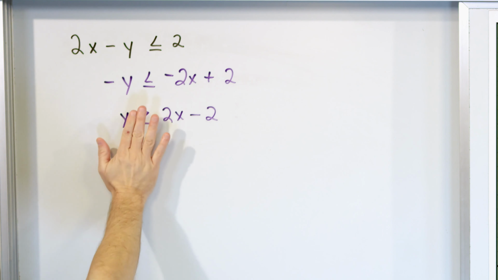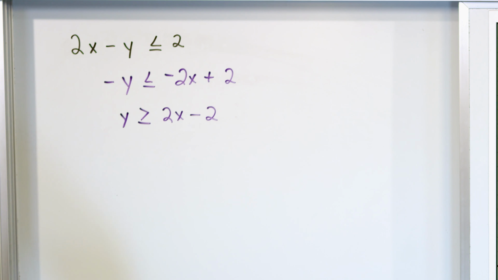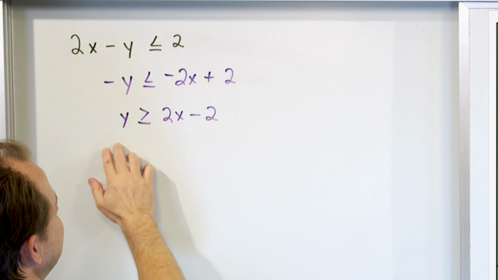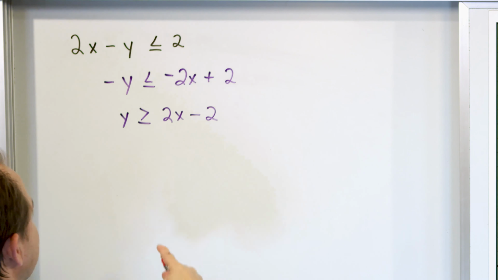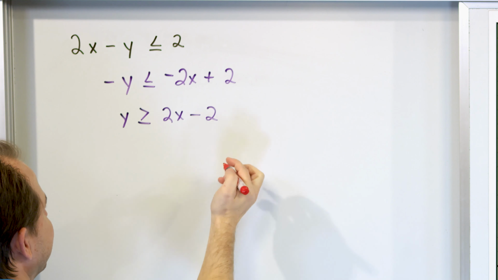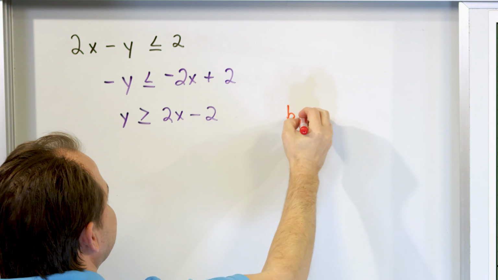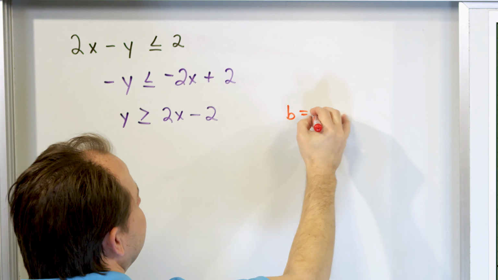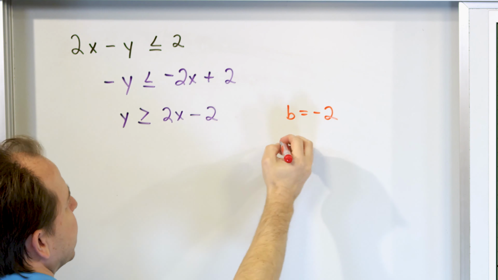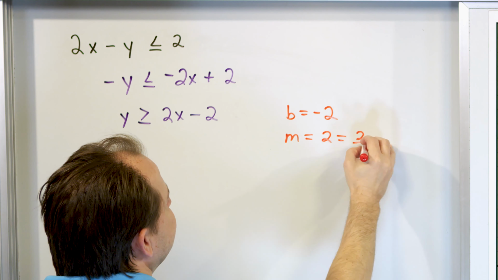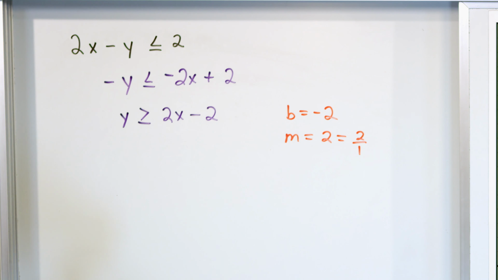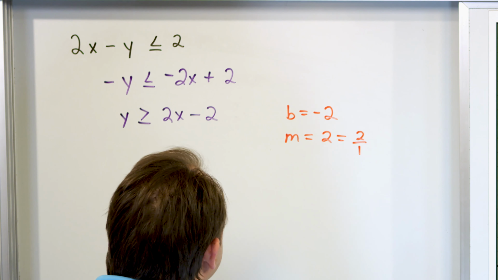So essentially, if you cover up the inequality and pretend that this is a line, then you can graph this just like we've graphed any line in the past. You all know that because of the mx plus b form, the y-intercept b, which is this guy, is negative 2. And the slope here is positive 2, which as a fraction is written as 2 over 1. So now we have everything we need to go over on the right-hand side and graph this.